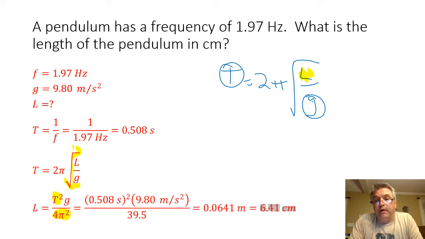I plug my known values into this equation, and that is going to give me a length of 0.0641 meters. I do ask for the answer to be in centimeters, so I have to convert my meters to centimeters, which means I move my decimal place 2 spaces to the right, and that will give me 6.41 centimeters for the length of this pendulum.